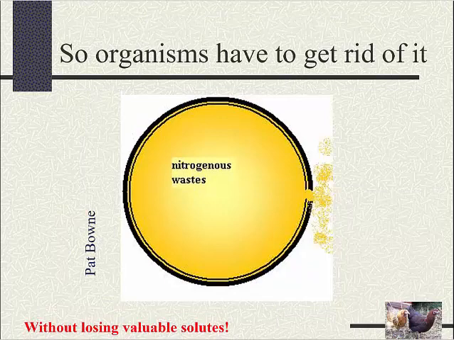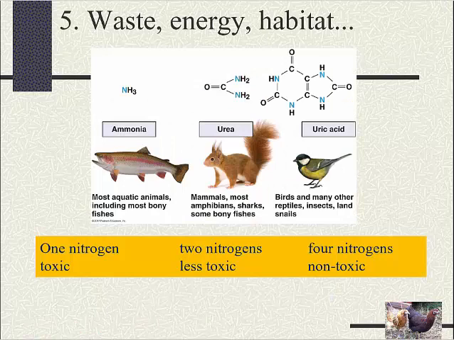That's why organisms have to get rid of it. But the challenge is to get rid of nitrogenous wastes without losing other valuable solutes. And that's where that sorting, filtering comes in. Different groups of animals have evolved different forms of nitrogenous waste. You cannot say that one is better than the other, but the environment has selected for different solutions to this common problem of getting rid of nitrogenous wastes.